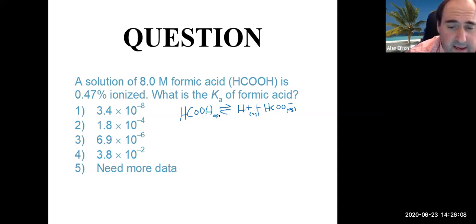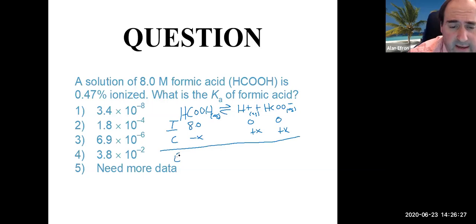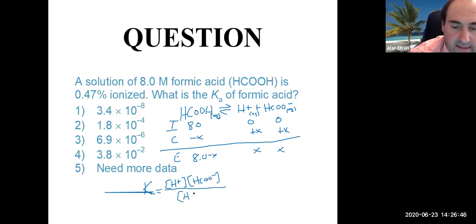And we can even do a kind of ICE table just to put us in the right frame of mind like we've been doing. So we know that we're starting with 8 molar of this guy and nothing of these guys. And if we were going to do a regular ICE table, we would do minus X, plus X, plus X, which means when we get down to equilibrium, we would have 8 minus X, X, and X. Now, normally we'd put this into our Ka expression, which is the concentration of H plus, concentration of our formate, divided by our formic acid.